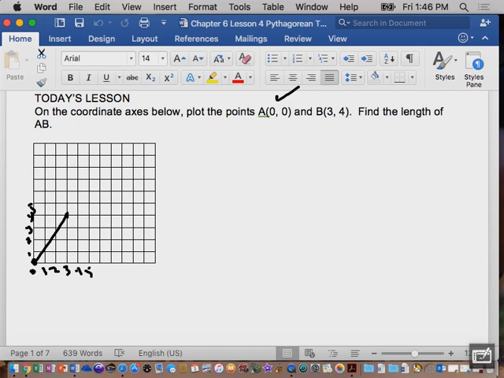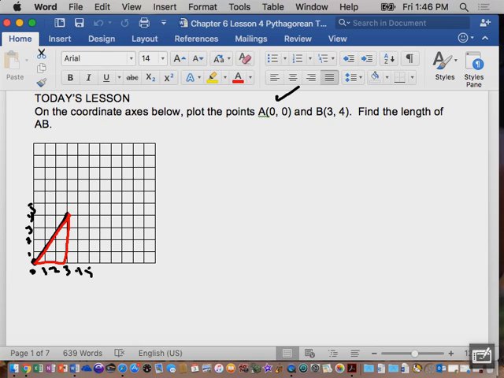Now the question is, how long is that line segment? You can't take out a ruler and measure. You might be tempted to do that. Instead, we're going to drop a perpendicular from here straight down to the x-axis, and then what do I make? A triangle. I make a right triangle.